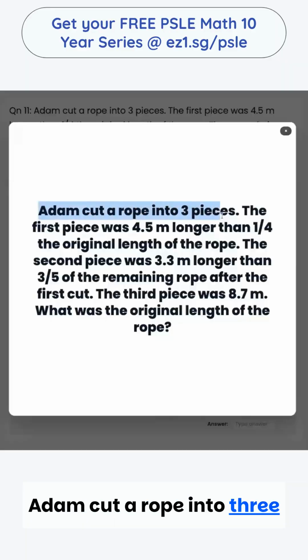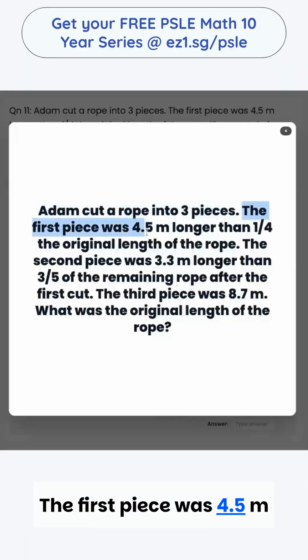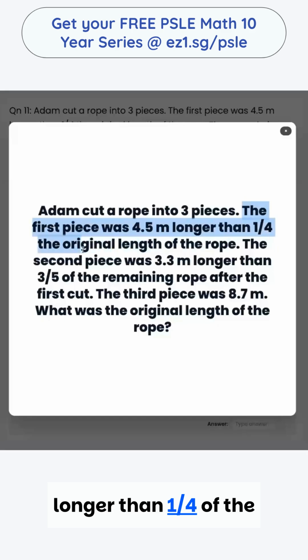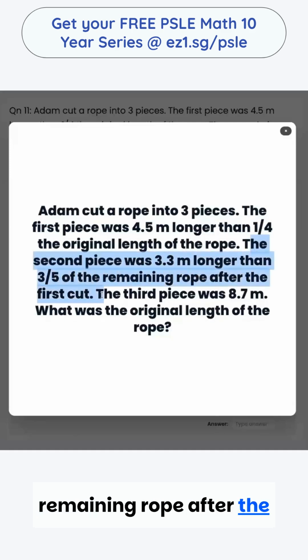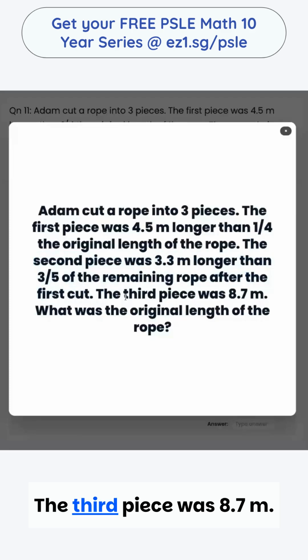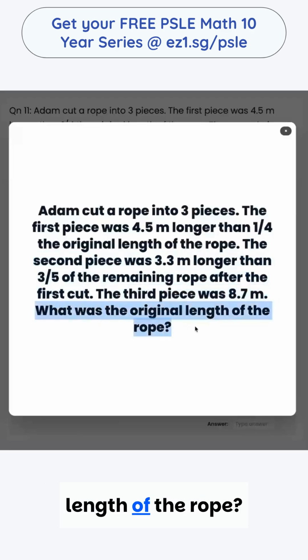Adam cut the rope into 3 pieces. The first piece was 4.5 meters longer than 1/4 of the original length of the rope. The second piece was 3.3 meters longer than 3/5 of the remaining rope after the first cut. The third piece was 8.7 meters. What was the original length of the rope?